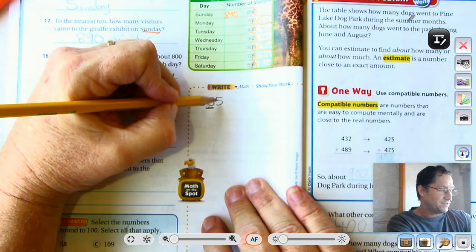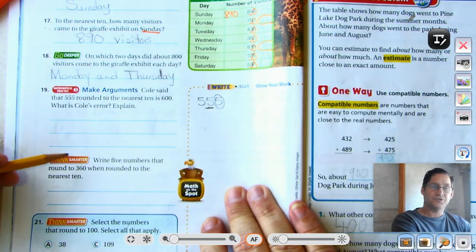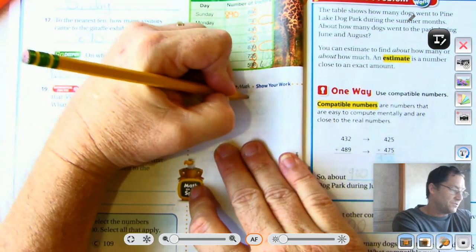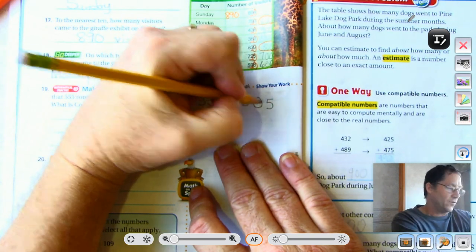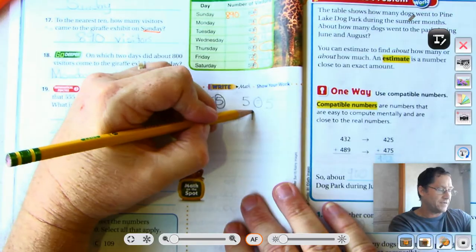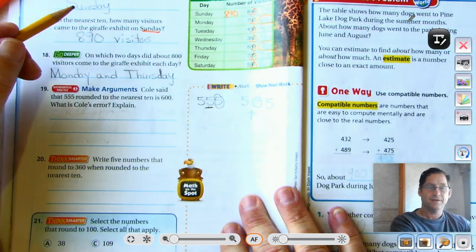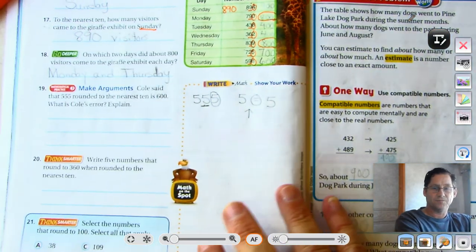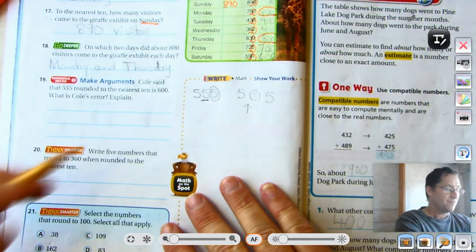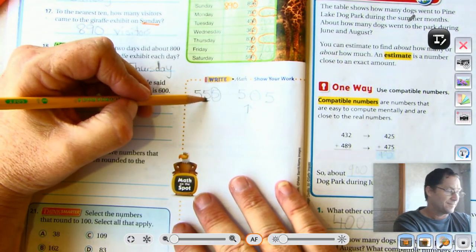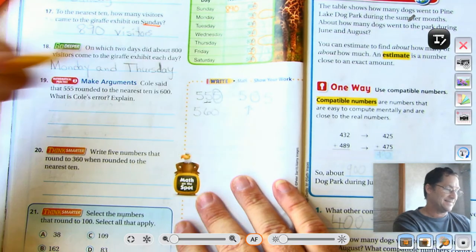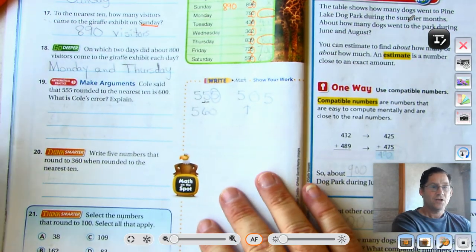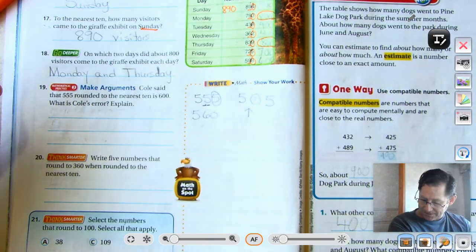So rounding to the nearest 10, I would look to the digit to the right. I would use the 5 and compare it to 5. Well, anything that's 5 or greater, I'm going to increase the place that we're rounding to by 1. But the place I'm rounding to is the tens. So this would be 560, not 600. So Cole's error must be that he rounded to the nearest 100.